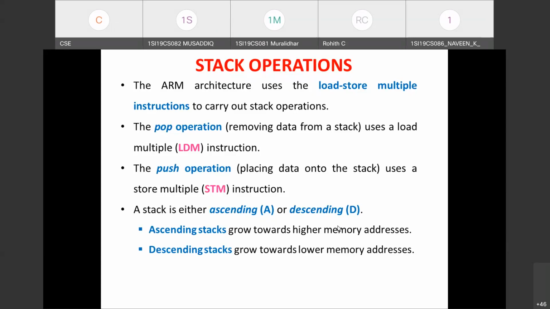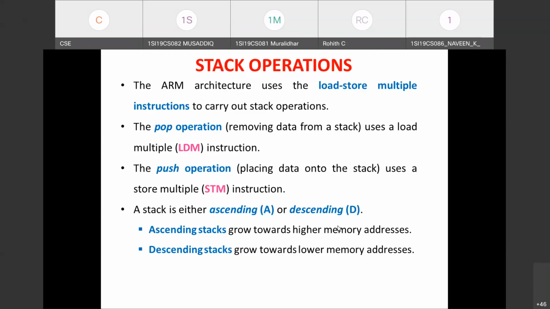In case of full stack, we'll be using the letter F to indicate full stack and letter E for empty stack. In the addressing mode, we'll use A for ascending stack, D for descending stack. If it were to be an empty stack, then we'll be using letter E. If it were to be a full stack, we'll be using letter F. We'll be suffixing these letters to the instructions LDM and STM, where LDM is for pop and STM is for push operation.